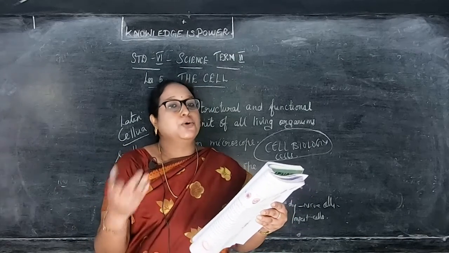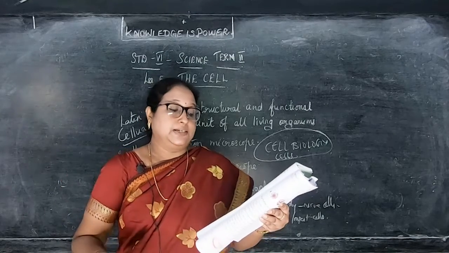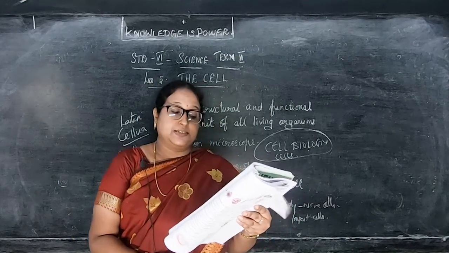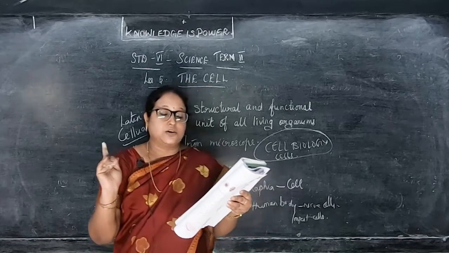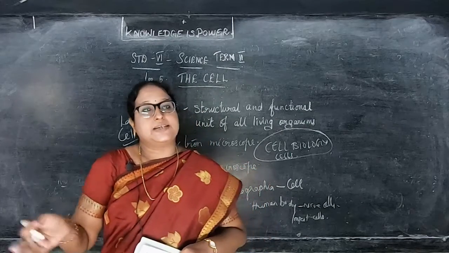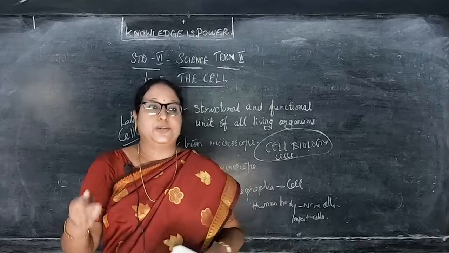Organisms may be unicellular or multicellular. Uni means one, and multi means many. Organisms such as bacteria, amoeba, chlamydomonas and yeast are unicellular. Uni means what? One. So that's only one cell. The organisms which have one cell, like bacteria, amoeba, chlamydomonas and yeast, are called unicellular.